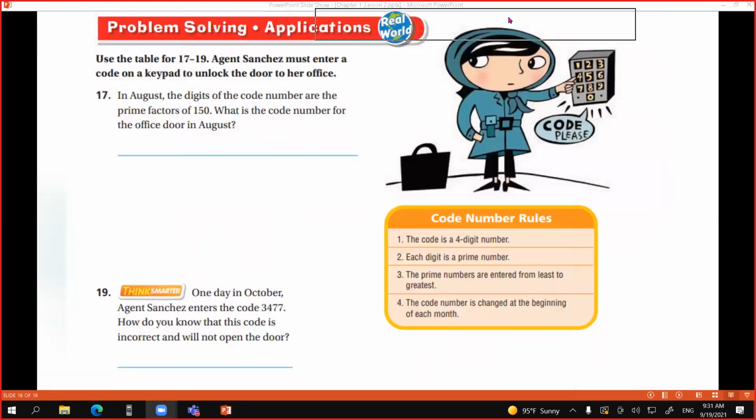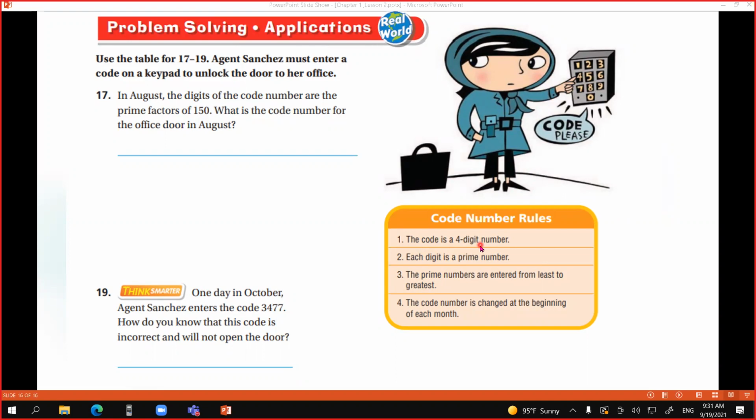Now, let's solve this example here. Use the table for 17 to 19. Agent Sanchez must enter a code on a keypad to unlock the door of her office. They told me the code number rules from here, okay? The code is a 4-digit number.